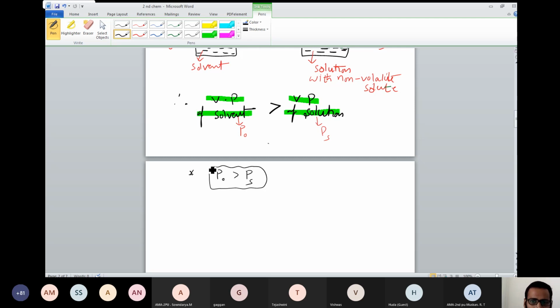It is always greater than vapor pressure of solution because the solution consists of a non-volatile solute. Solute particles are always bigger in size. Certainly they occupy more surface, so vaporization is difficult and vapor molecules are very less. So pressure will be very less. Very clear.